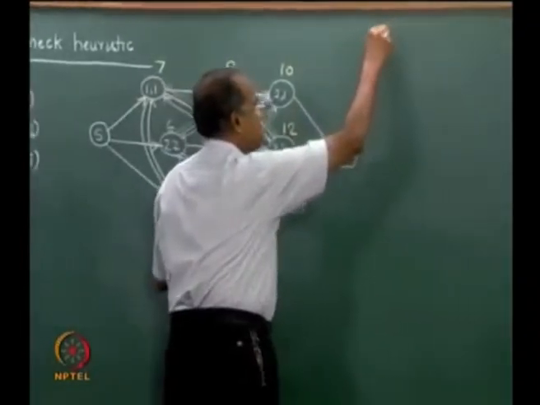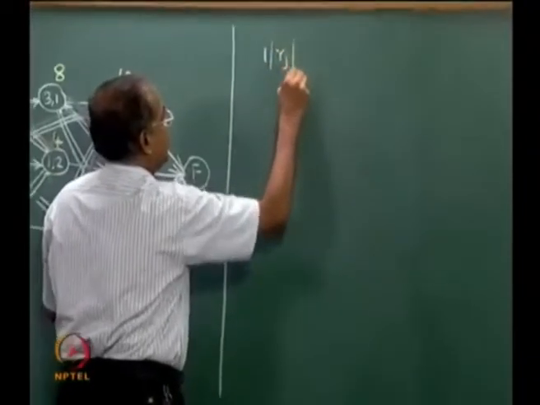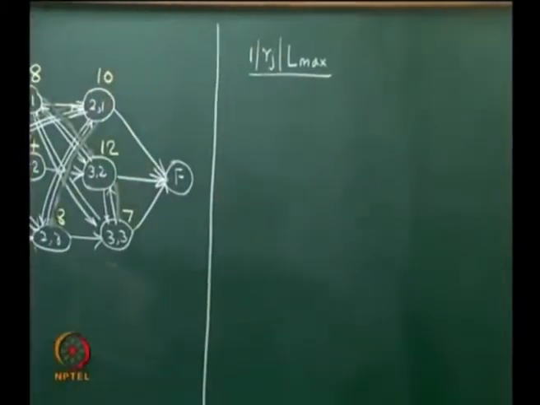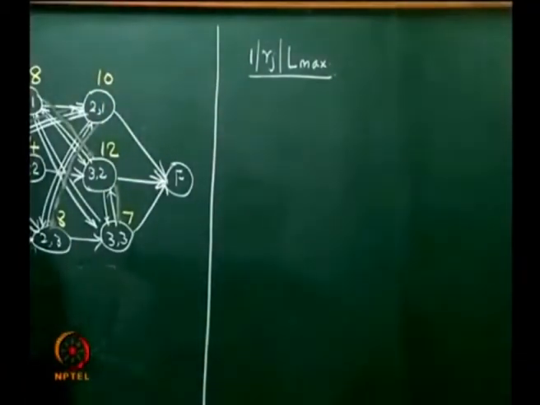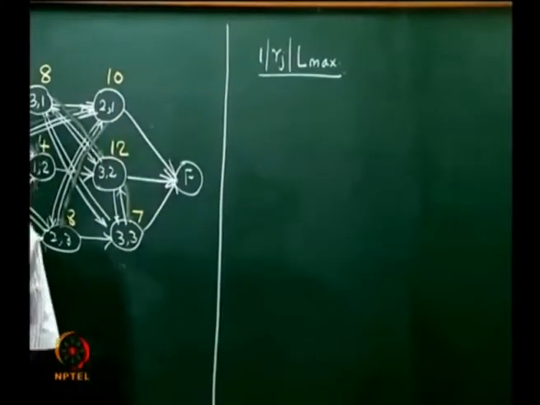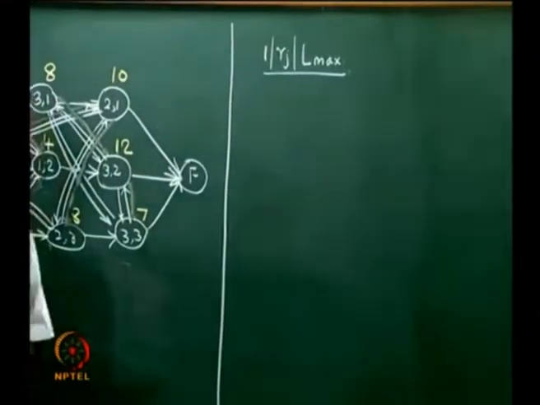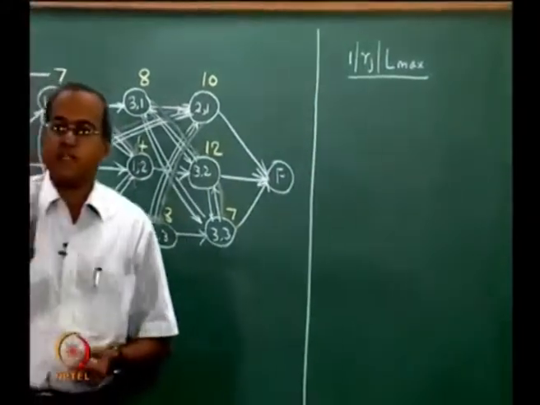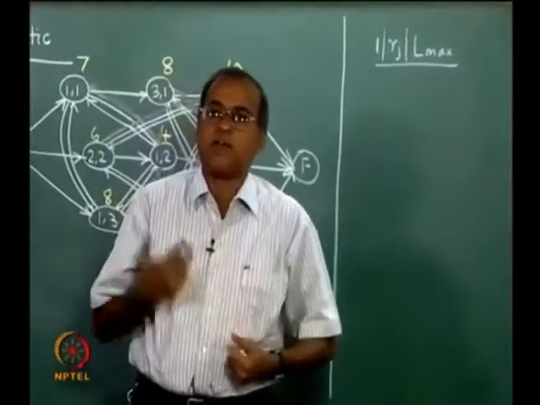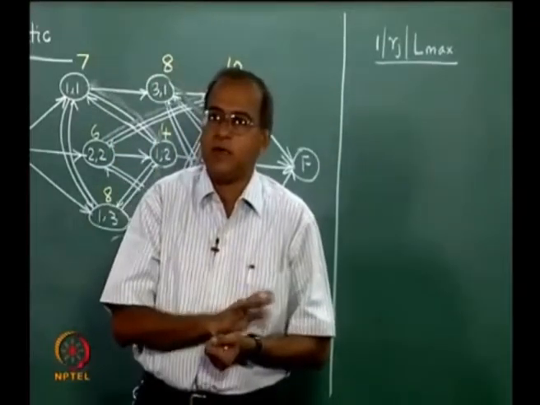So let us go to the other sub problem, and this sub problem is called the 1 | rj | Lmax problem. It means 1 stands for a single machine, rj stands for release times of jobs, and Lmax stands for maximum tardiness. So the sub problem that we will look at is a single machine problem with release times. It means all jobs are not available at time equal to 0, but the times in which the jobs are available is known.